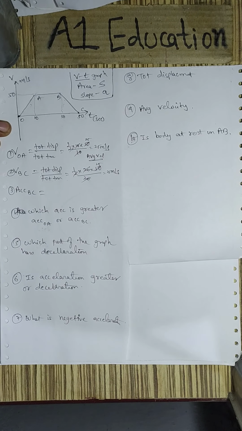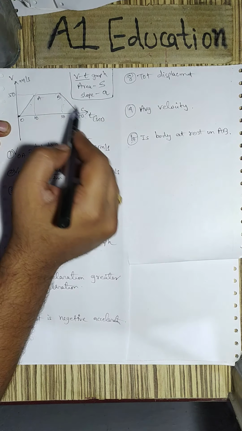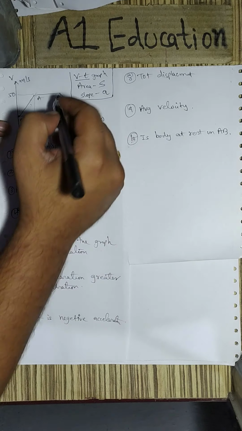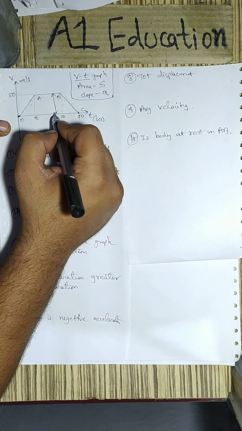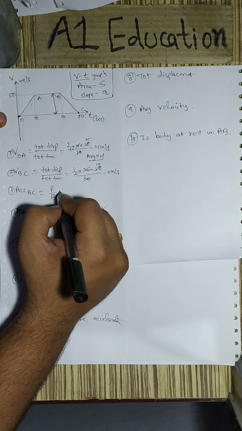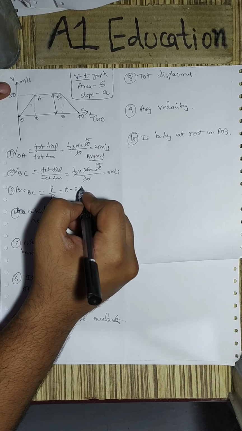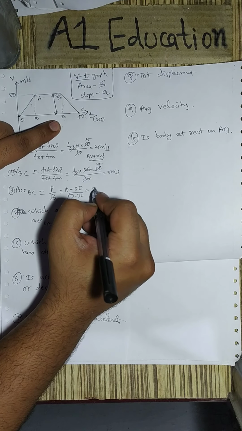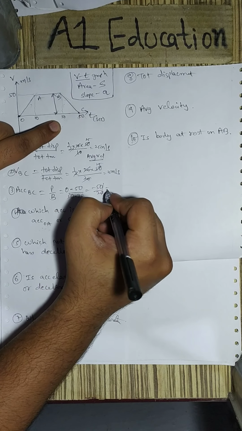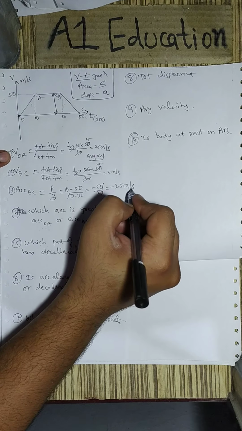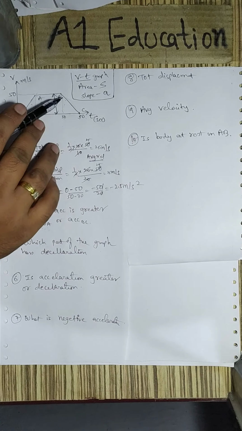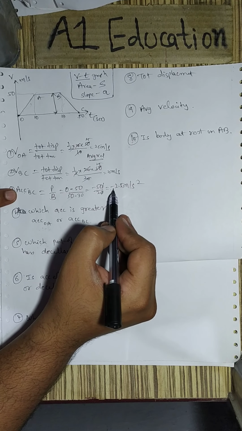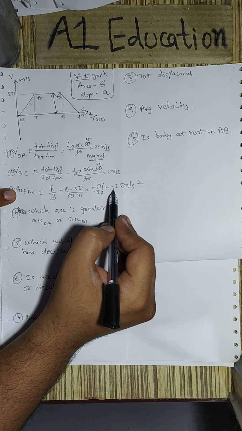Acceleration in the part BC. So acceleration is the slope of the graph. So slope we will calculate. Slope is perpendicular upon base. Perpendicular is final position minus initial position. So final position is 0 minus initial position is 50. For the base, final position is 50, initial position is 30. So this will give you minus 50 by 20. So that is minus 2.5 meters per second square. So acceleration is negative. See, the slope of the graph is negative, so acceleration is negative. Negative acceleration is also called retardation or deceleration.